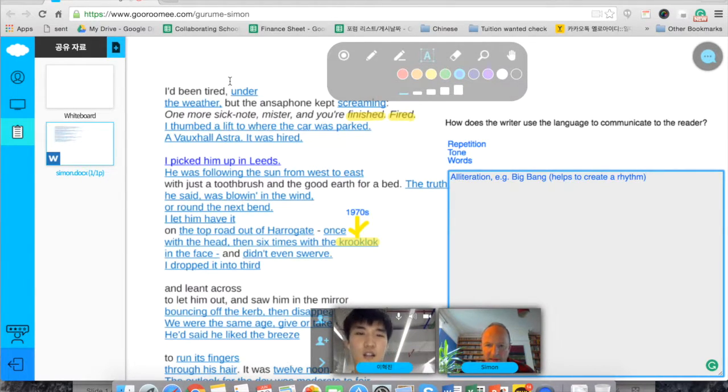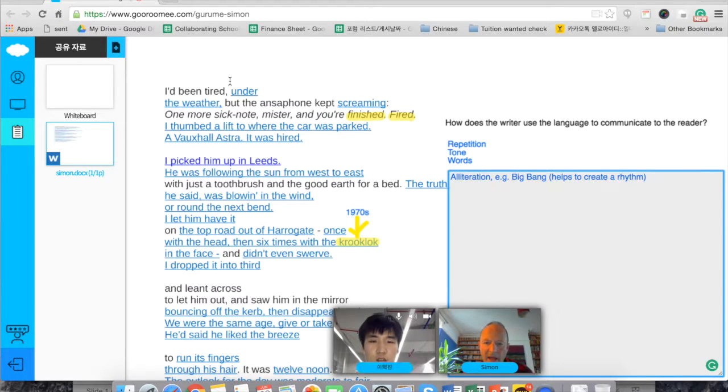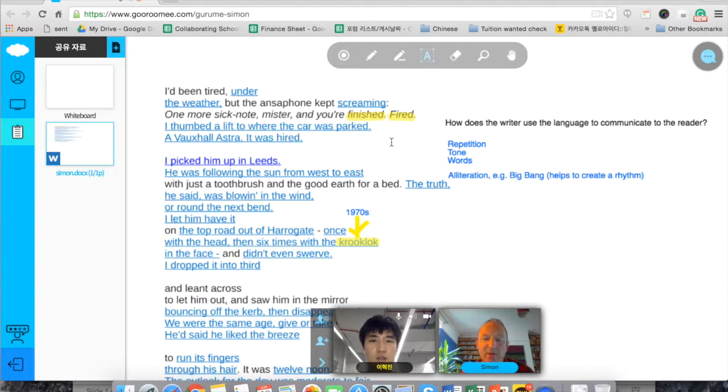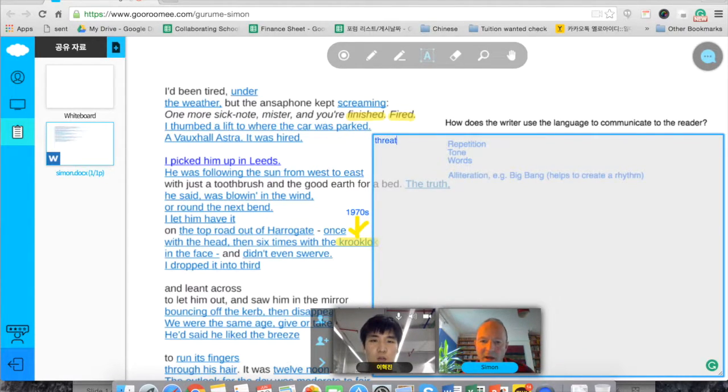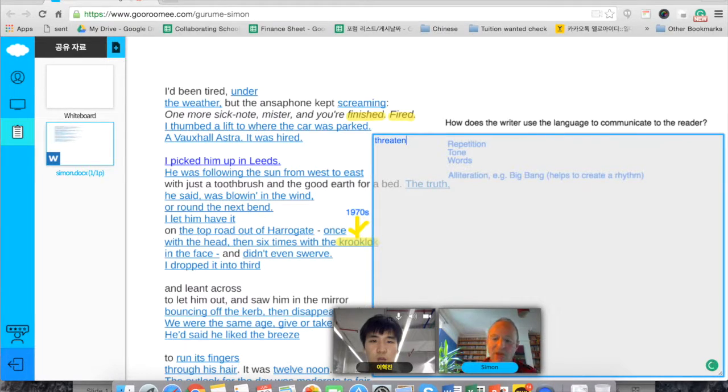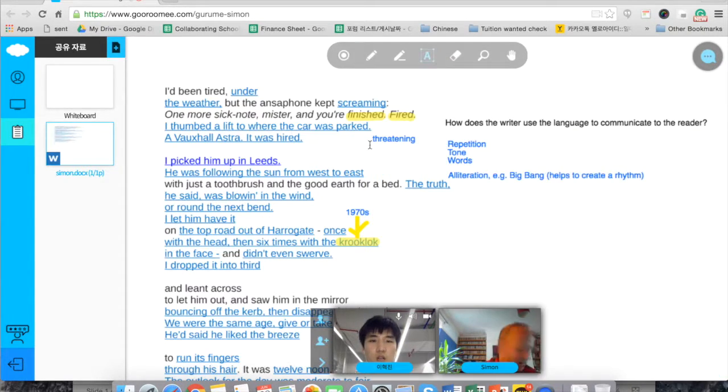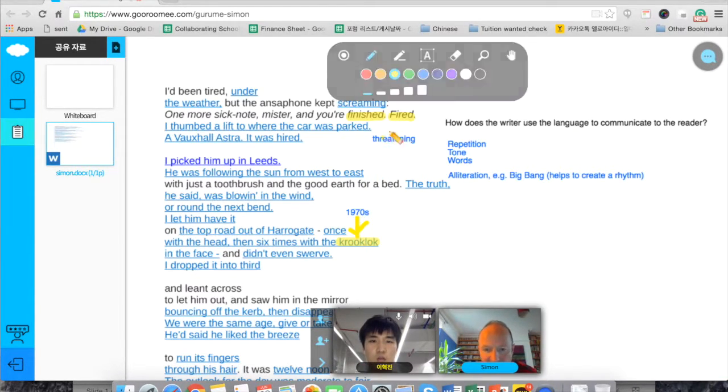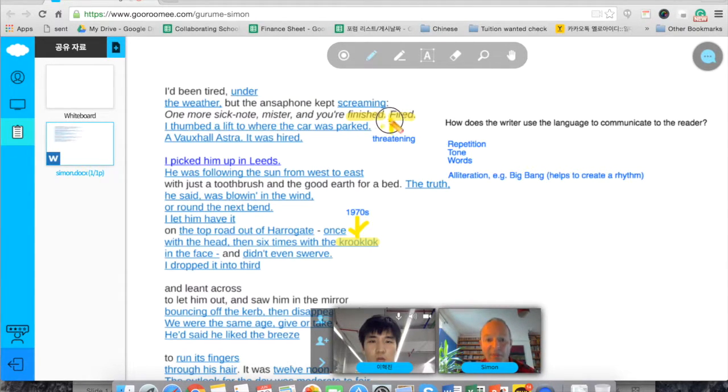Fired. Oh yeah. And the alliteration and the full stop at the end of each of these words helps to make both of these words stand out, and it makes the message from the employer seem a bit more threatening. So the fact that those two words, finished and fired, stand out makes you think that if he has one more day off work, he's not only going to lose his job, he's going to be completely finished. So it's really quite threatening.